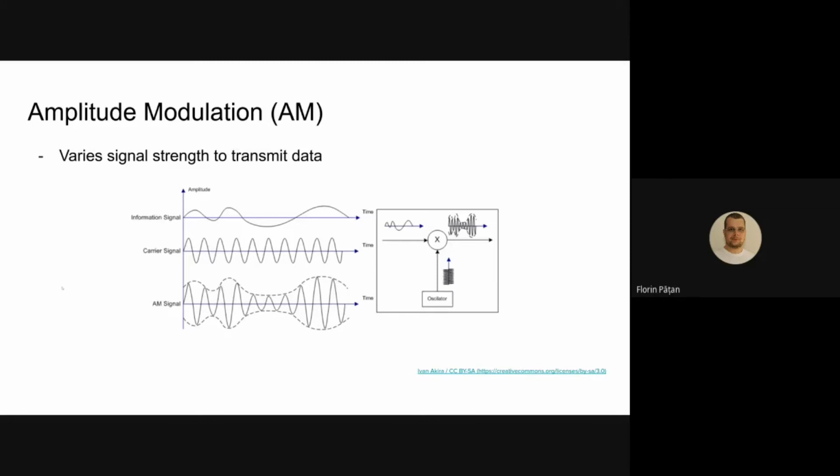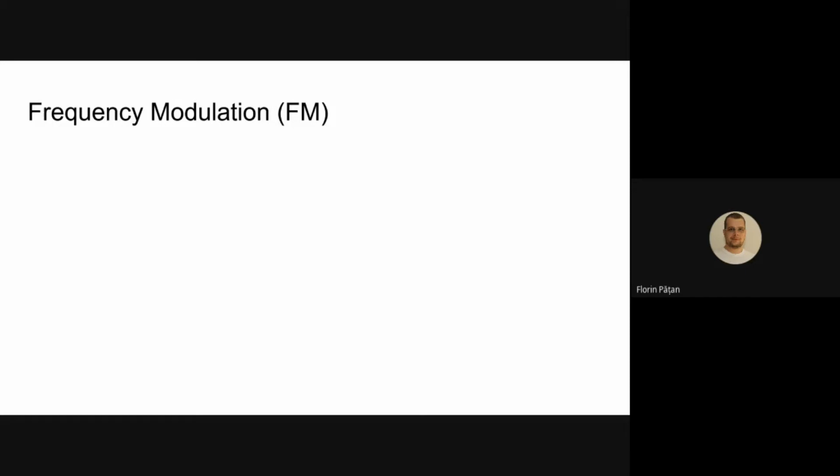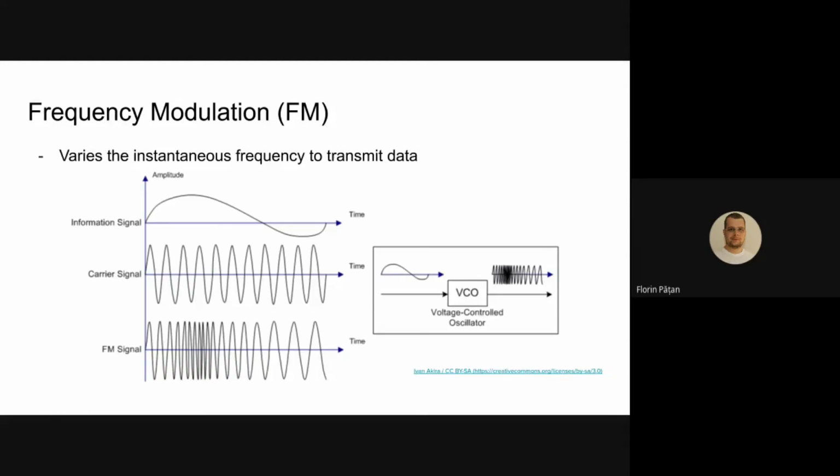Now, this was one of the first forms of transmission, but it was later discovered that it is not as efficient or useful as frequency modulation. What is frequency modulation? Frequency modulation varies the instantaneous frequency of the carrier wave to encode the data. And it looks a bit like this. So it's a bit more complicated to visualize.